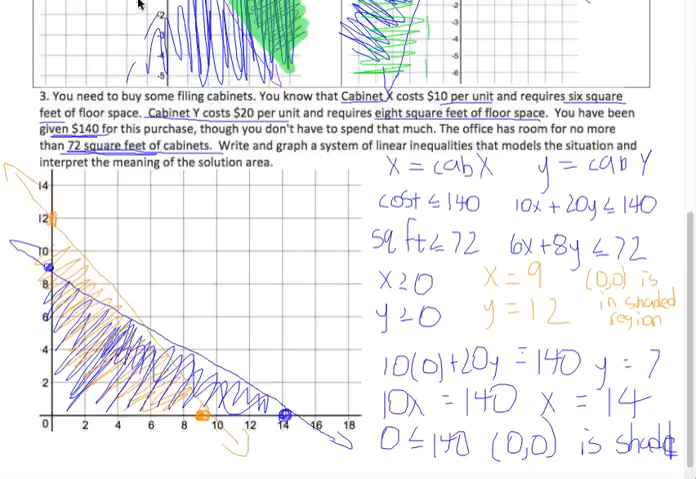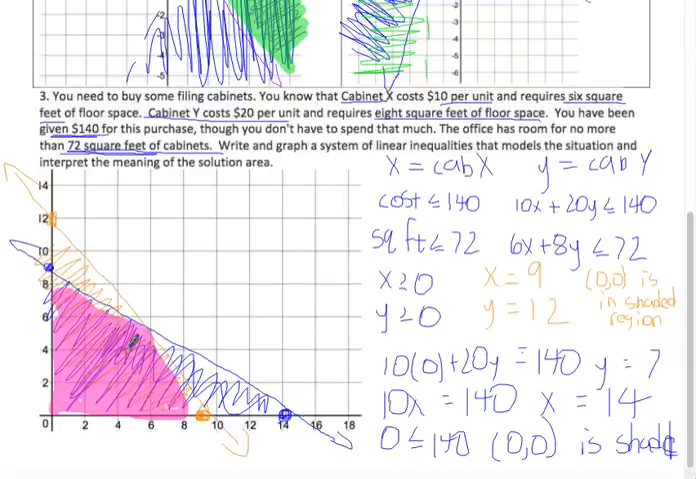And then, if I look at where they overlap, I have this quadrilateral, right? And the last thing it says is interpret the meaning of the solution area. So what we have is this is all the possible combinations of cabinets that we could purchase, right? So the points in the solution region represent the possible numbers of each cabinet that we could purchase.